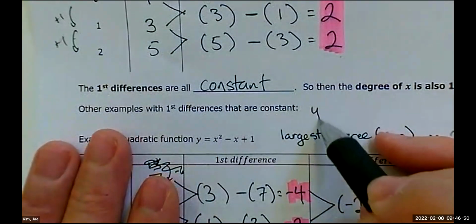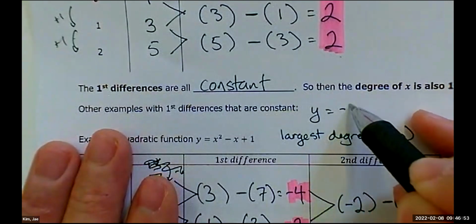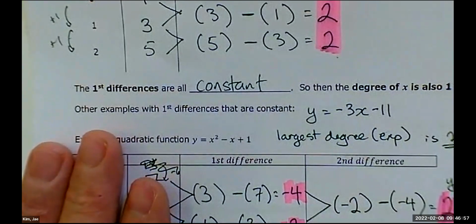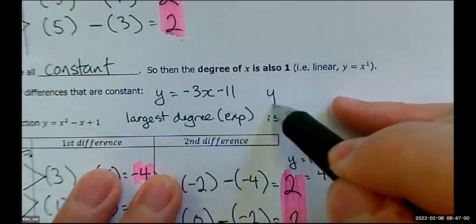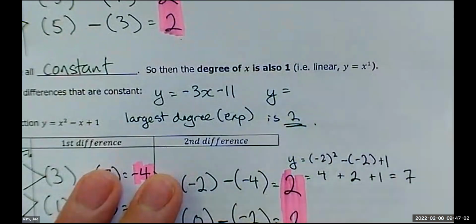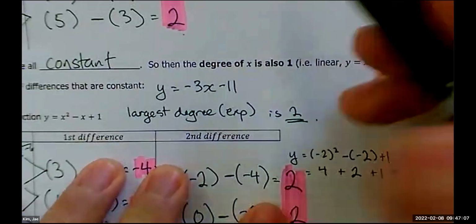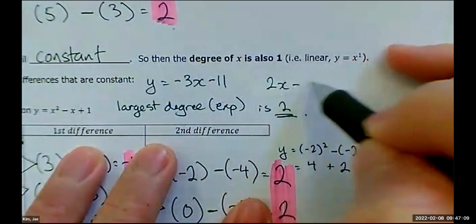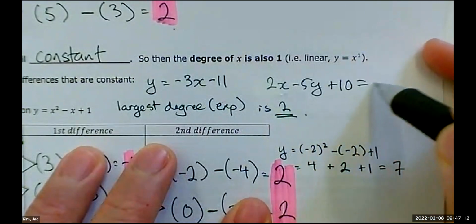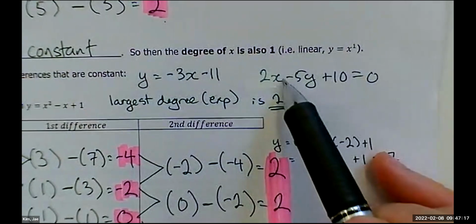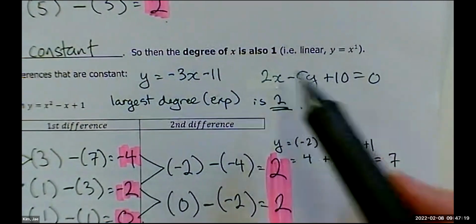Okay. Some examples of when the first differences are constant. y equals -3x minus 11, right? The exponent is a 1. Another example, it doesn't even have to be y equals. Check this out. What if I wrote 2x minus 5y plus 10 equals 0? That doesn't look like mx plus b, but what can you tell me about the exponent on the x? Still a 1.